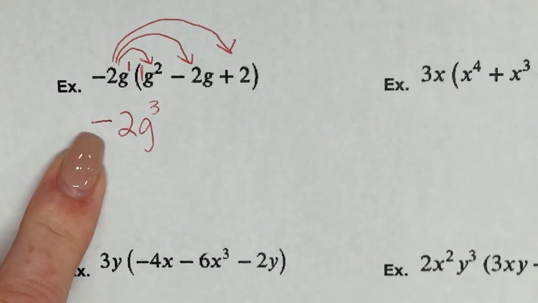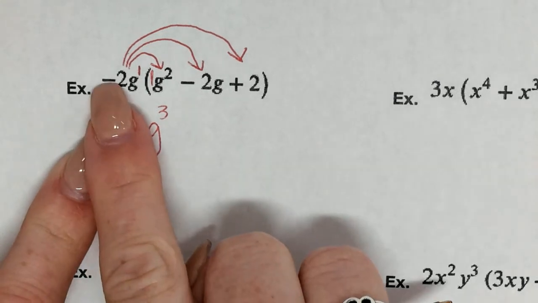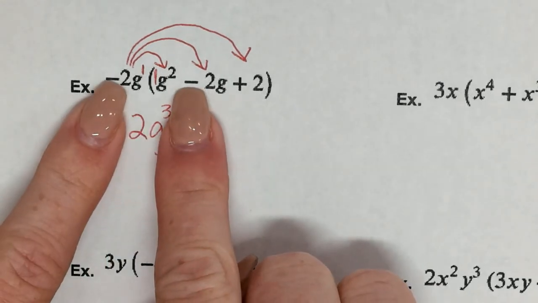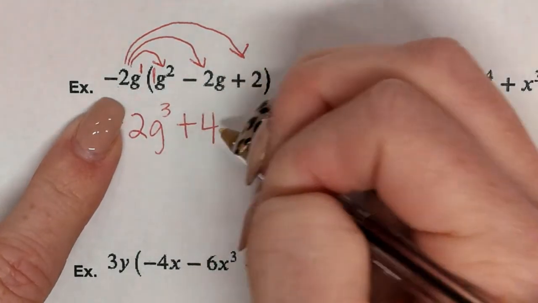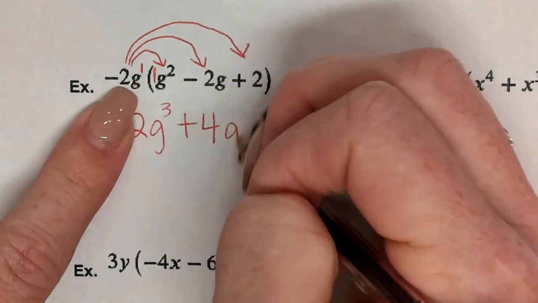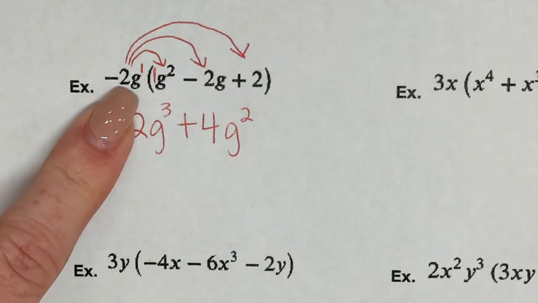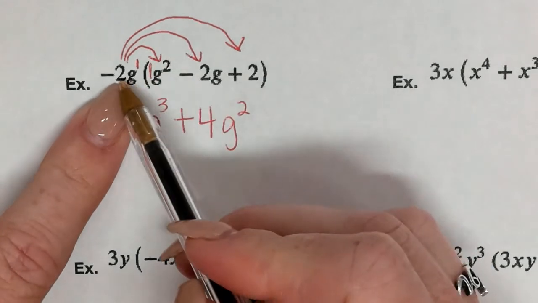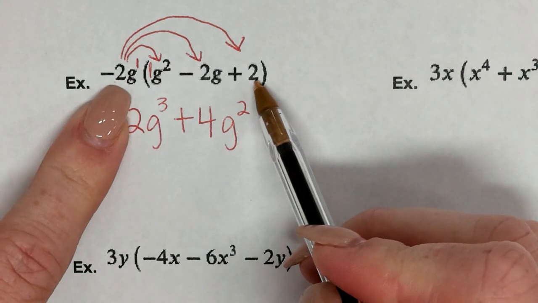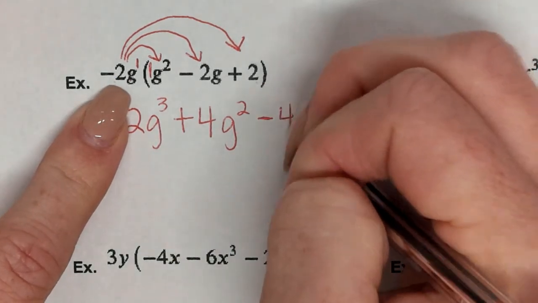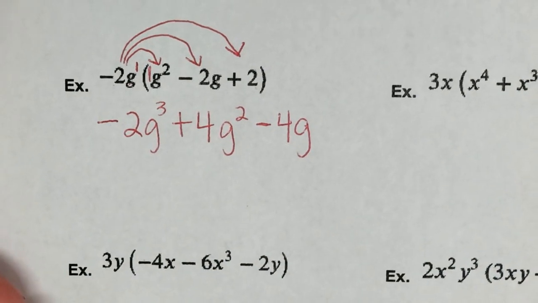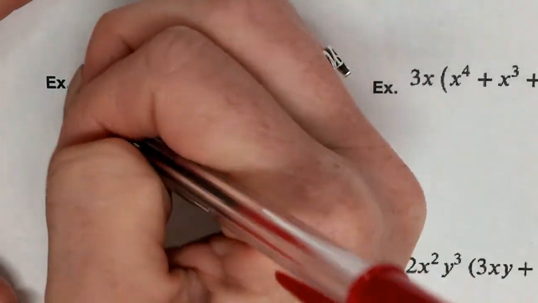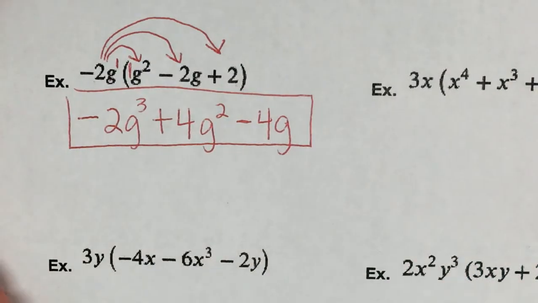Okay, now why did he just say plus? A negative times a negative is going to turn into a plus sign. And 2 times 2 is 4. And g times g is g squared. Okay, my last term, negative 2 times positive 2 is negative 4, and I have to keep my 1g. There's nothing I can combine, so I'm done there.